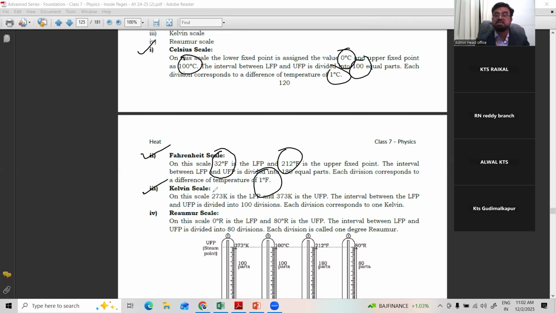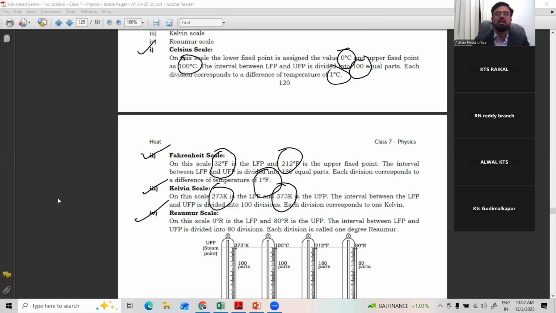The third one is the Kelvin scale, 273 and 373. The lower fixed point is 273 and the upper fixed point is 373. It starts from 273, 274, 275 up to 373, a total of 100 equal parts. And finally, the Romer scale, 0 to 80: 80 divisions, 80 parts.